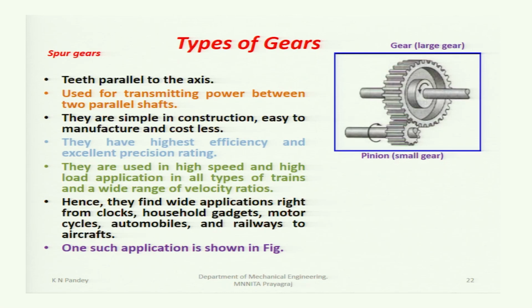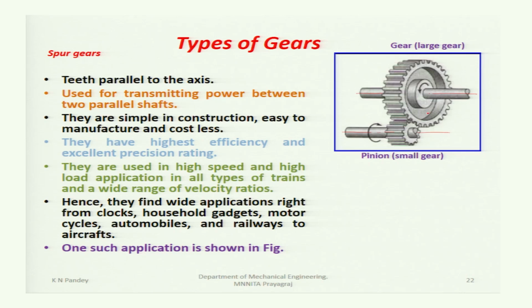Now, there are different types of gears. The first one is the spur gear, which is used to transmit power between two parallel shafts. The shafts are parallel to each other. They are simple in construction, easy to manufacture and cost less. They have highest efficiency and excellent precision rating. They are used in high speed and high load applications in all types of gear trains and a wide range of velocity ratios.